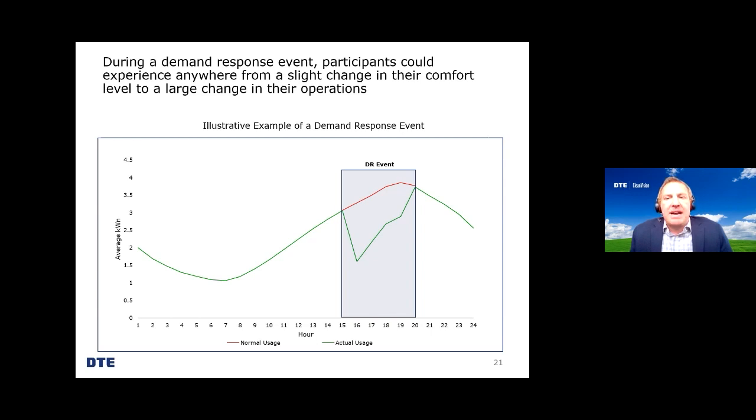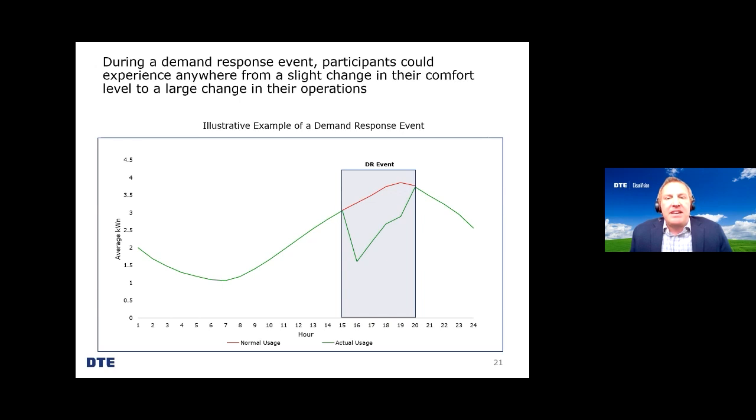The bluish gray box highlights the event period, which in this case begins at 3 o'clock and ends at 7 o'clock, with normal operations being fully resumed at 8 o'clock. The red line is a normal customer load. The difference between the red line and the green line shows the amount of energy and demand that is saved during the event period. In this example, it looks like the customer was able to reduce their load in the first hour of the event by nearly half of their normal use.